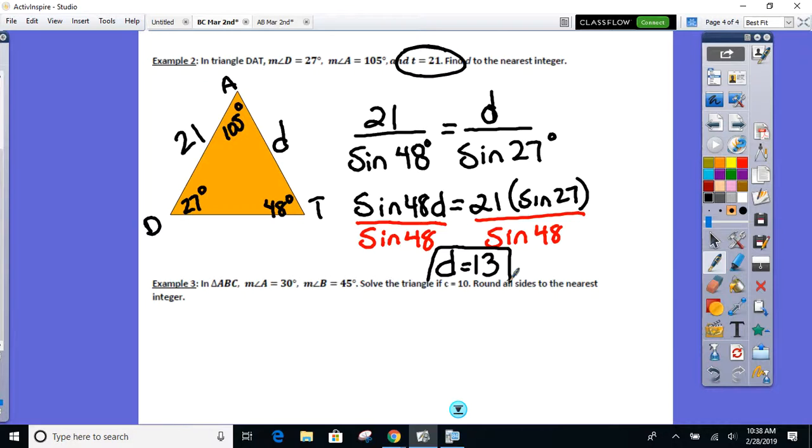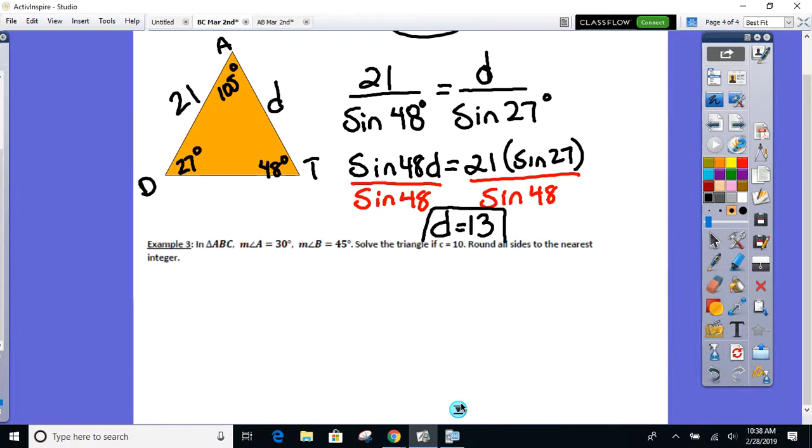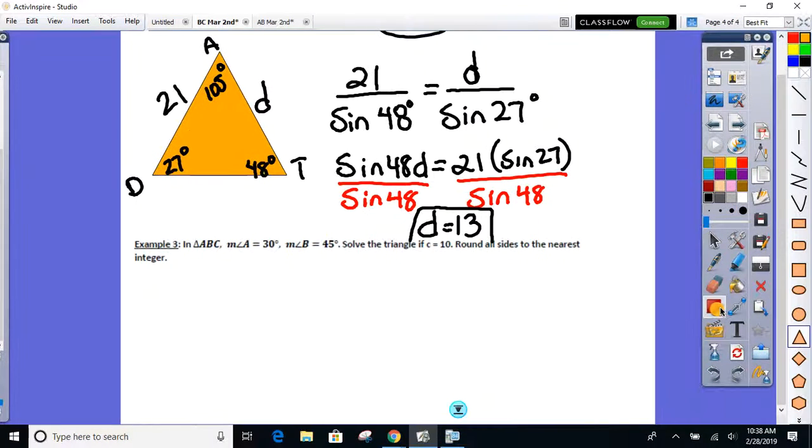Okay. We just used that triangle right there. Never mind. That triangle. All right. Okay. All right.